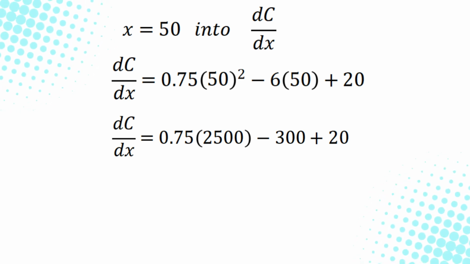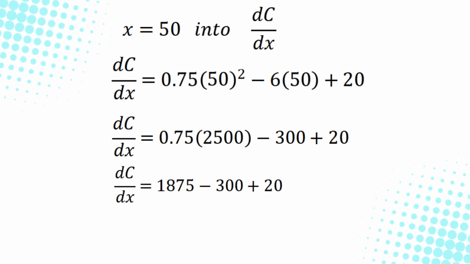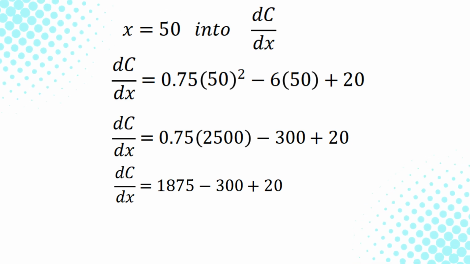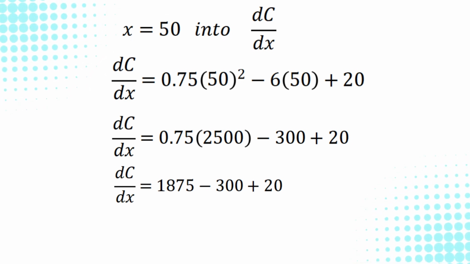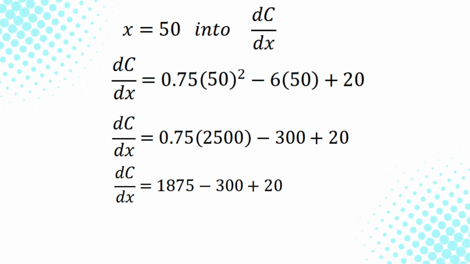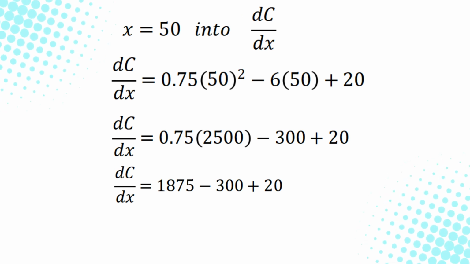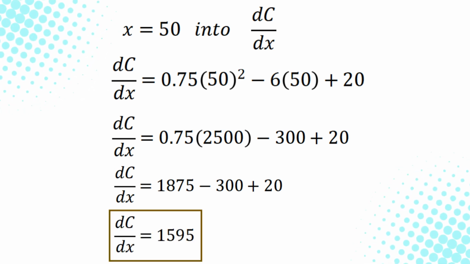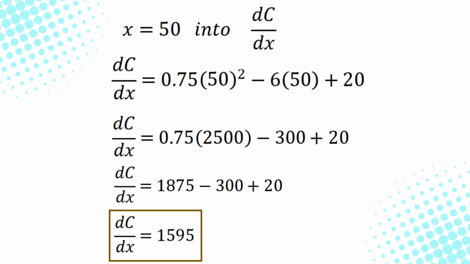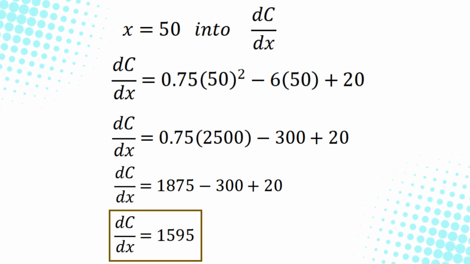0.75 times 2,500 is 1,875, minus 300, since 6 multiplied by 50 is 300, and plus 20. Our dC over dx is equal to 1,595.